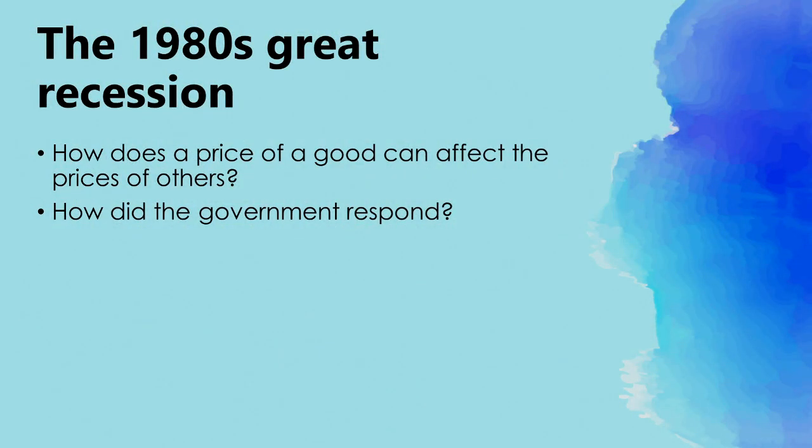So the first thing I'm going to talk about here is the 1980s Great Recession. In the 1980s, economic policy departed radically from the policies of the previous two decades. First, they used tight money, as implemented in 1979. Tight money usually means a monetary policy that restricts the money supply, to reduce the amount of money banks have to lend, to slow down economic activity because inflation was rising too fast. But how can the price of one good affect the prices of others?